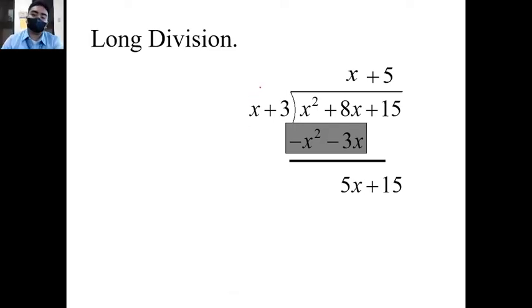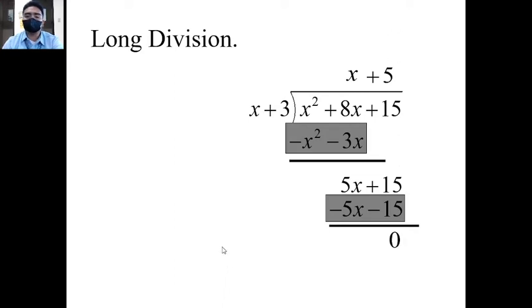And right after that, you're going to multiply 5 to the two terms of your divisor. No? So 5 multiplied by x, the answer is 5x. Then 5 multiplied by 3, what will be the answer? It is positive 15. Correct. And with that said, you have 5x plus 15. Then what will happen next? You're going to subtract them or change the sign, then you add. Correct? Then, if you're going to do that, what will be your answer? The answer will be 0. Alright, so what will be your answer right now? The answer is x plus 5.